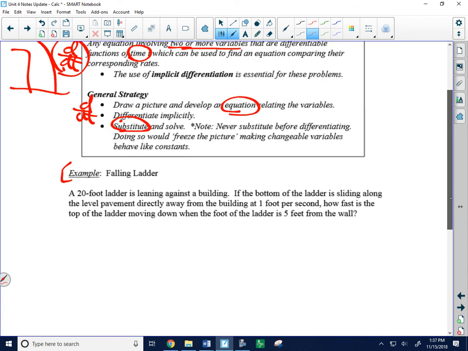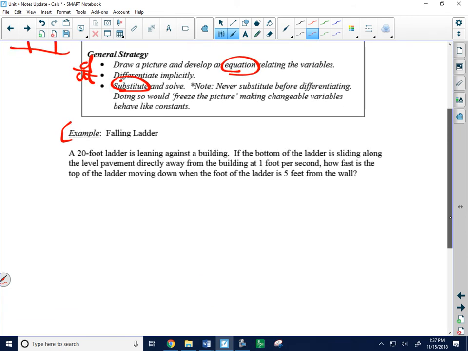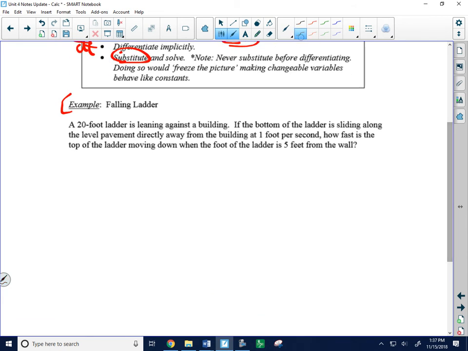Okay, so here we go. Let's try one. Once we see an example, it's better to see what's going on. All right, we got a ladder. It is 20 feet and is leaning against a building. So here's my building. This is my ladder. We can assume the building, doesn't say, but the building is not crooked. So I could put a right angle in there.